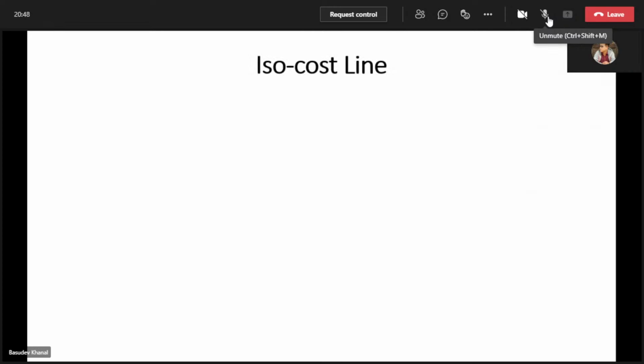Before we go to the numerical example, let's discuss the isocost line. I have one question to you all again: what is price line or budget line in indifference curve analysis? In indifference curve analysis, what is price line or budget line?